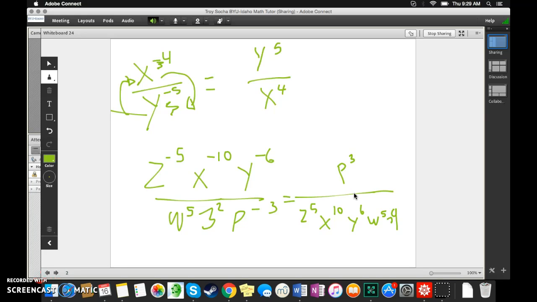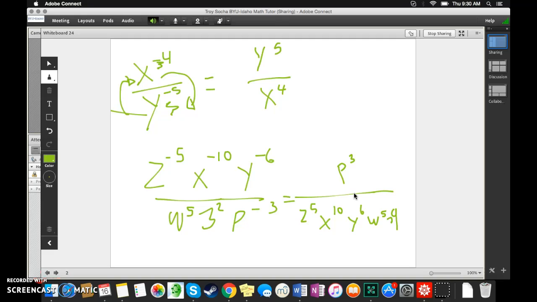We can pull p to the top without affecting w, 3, z, or x because it's not added or subtracted, it's multiplied. We can pull p to the top without affecting w or 9 because it's multiplied. Multiplication can be separated like that by division. And that's what we're doing, separating it by division. And that's why you see this.